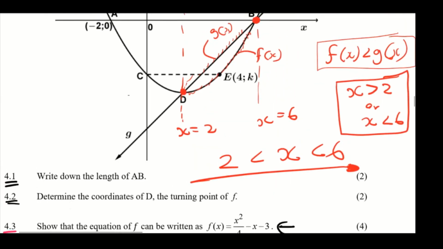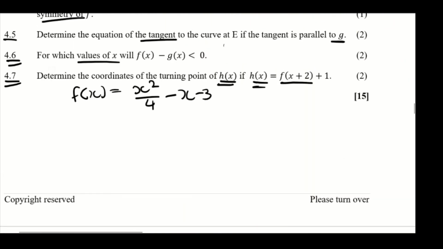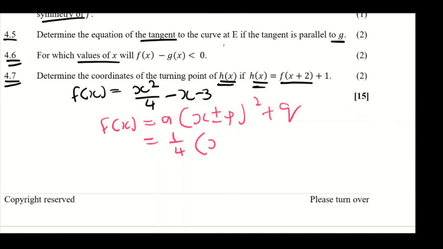How did you identify them? We know the turning point D, right? We know the coordinates of D to be what? To be 2 and minus 4. So that is the turning point. So we can simply write our f of x in this format. We know it's a times x minus p squared plus q, and we know our value of a, it's 1 over 4, and then as I said, D is 2 and minus 4, right? So our x value is going to be x minus 2 here squared, and then minus 4, right?